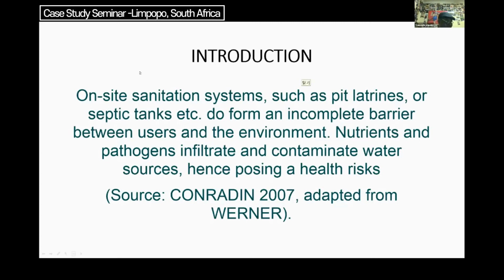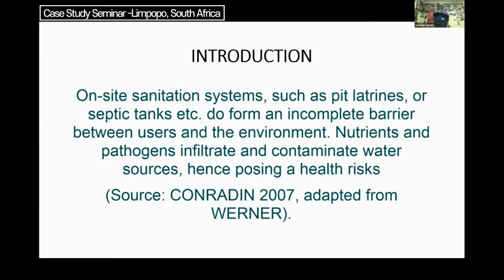On-site sanitation systems, such as pit latrines and septic tanks, do form an incomplete barrier between users and the environment. Nutrients and pathogens contaminate water sources, hence posing a health risk, which we sourced from Conrad in 2007. So what we are saying here is that on-site sanitation like pit latrines and septic tanks will always leak into the groundwater system and pollute the water with nutrients and pathogens.